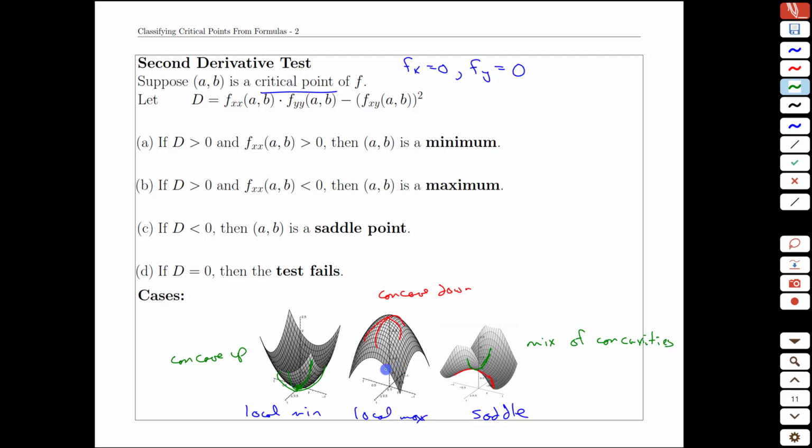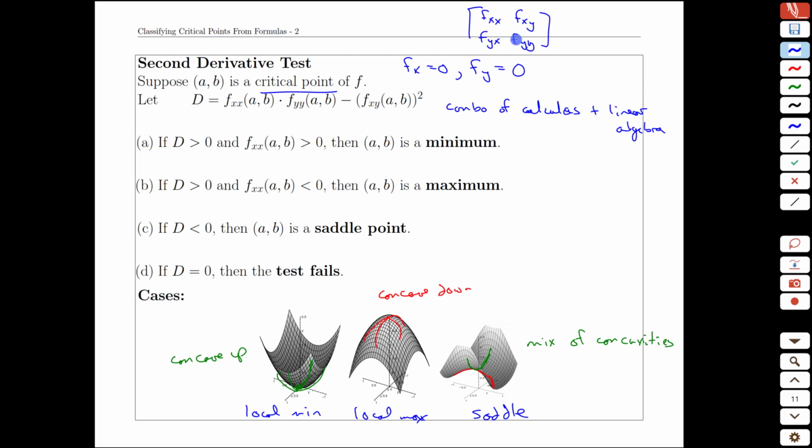So how do we actually test for those kinds of conditions based only on the formula? Well, here's the formula that is actually derived from a combination of calculus plus linear algebra. For those who have seen linear algebra and matrices, there's a nice tie-in here where we put the second derivatives into a matrix. And if you look at the calculation here, we're taking the x derivative times the y derivative.